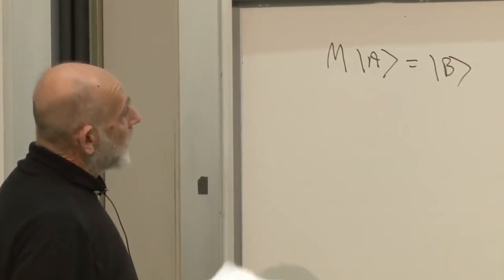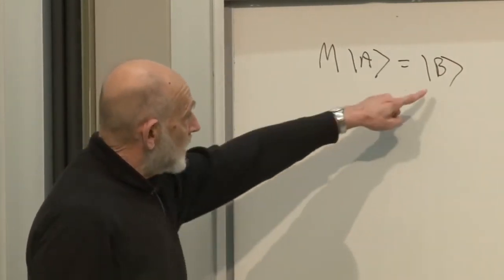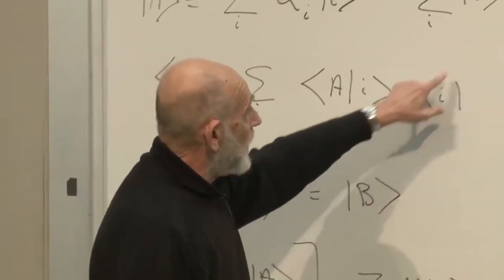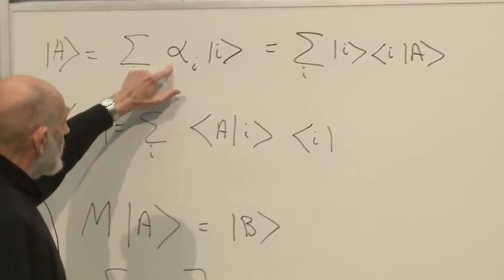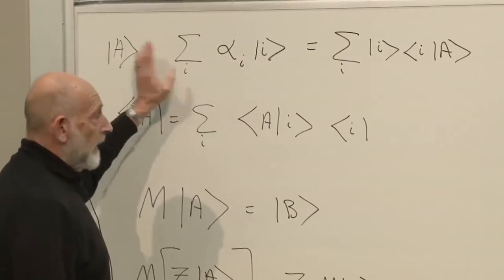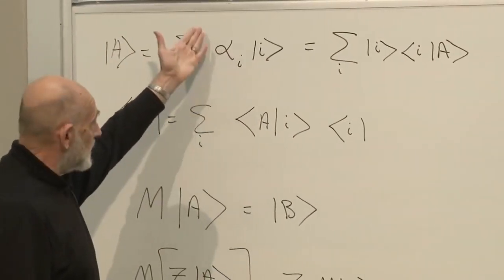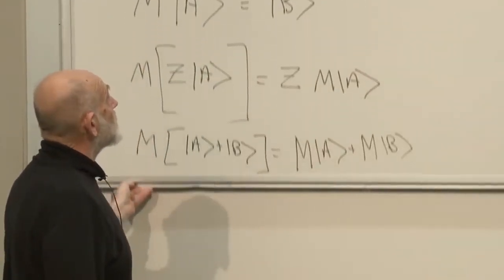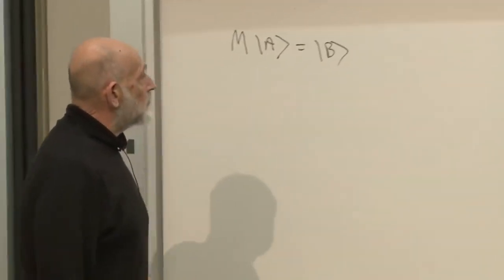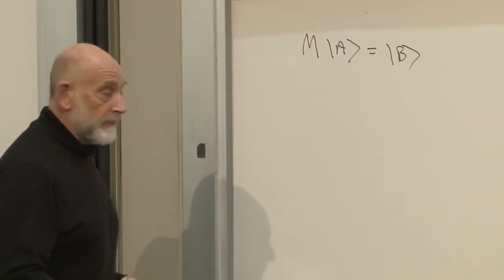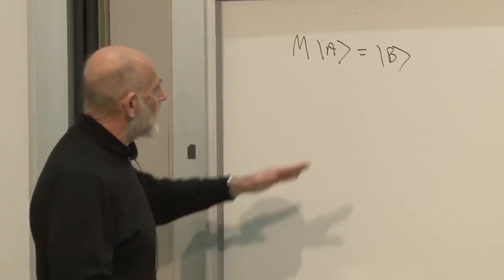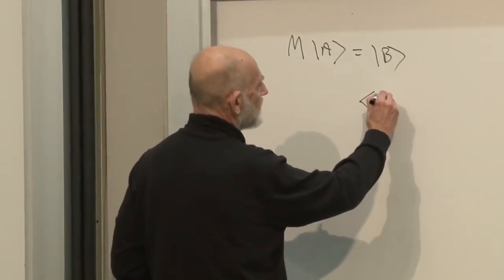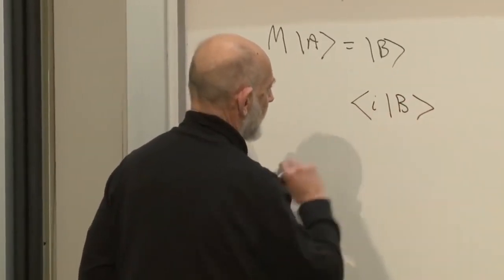I'm interested in the component of B along the axis i. By that I mean these objects over here, the alphas, they are the components of the vector A along the various basis vector directions. So the alpha sub i's are the components of the vectors, and I'm interested in the components of the output vector. I would like to know in a concrete way what are the components of B. So to find out, I just project them onto the direction i.